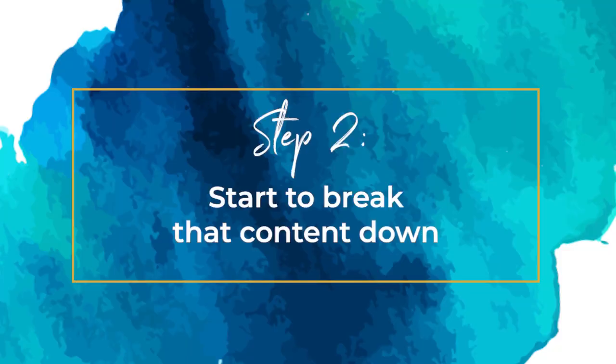So step one is to decide what that central piece of content is going to be, and then go ahead and create it. Step two is to start to break that piece of content down. And I'm going to walk you through exactly how I do that with my YouTube videos to create up to 20 pieces of unique content, and how you can do the same even if you're starting with written content instead of video.